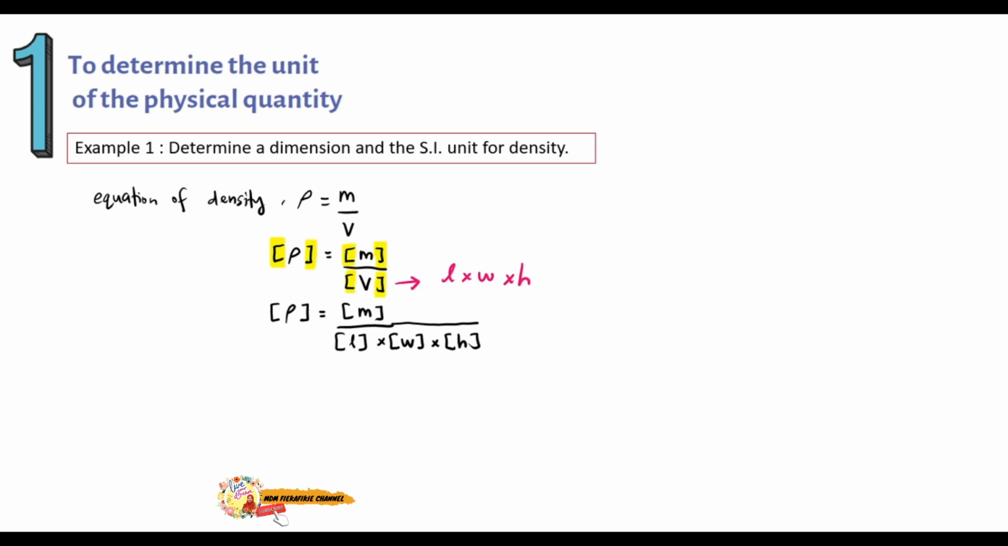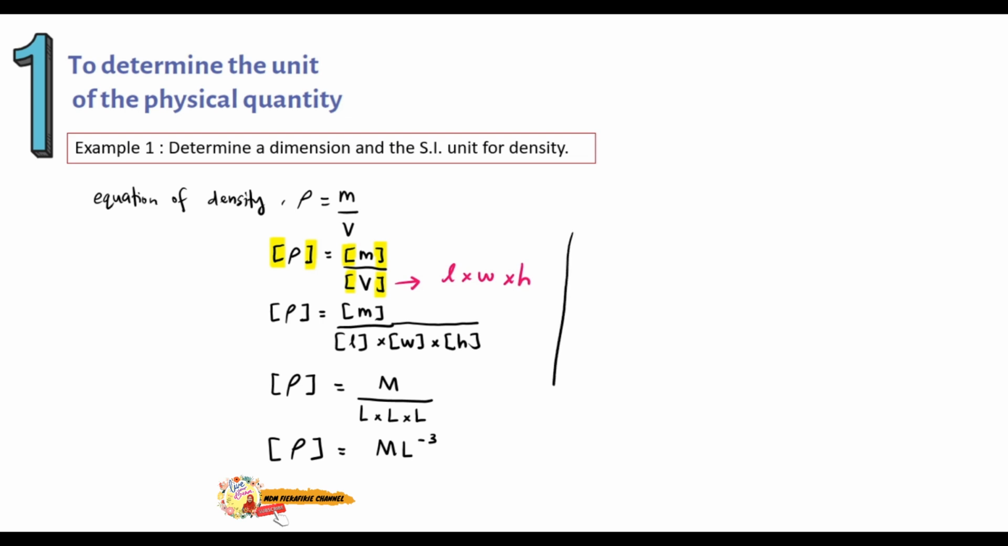Okay, so we can write that the dimension of density, don't forget the bracket, means that the dimension of the density is equal to capital M, its dimension for mass, over L times L times L. Okay, therefore the dimension of the density is equal to ML negative 3. So this is the answer for the dimension of the density.